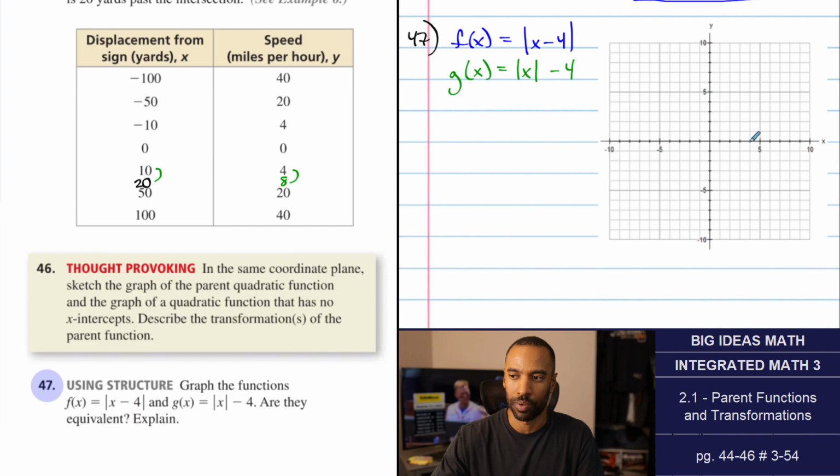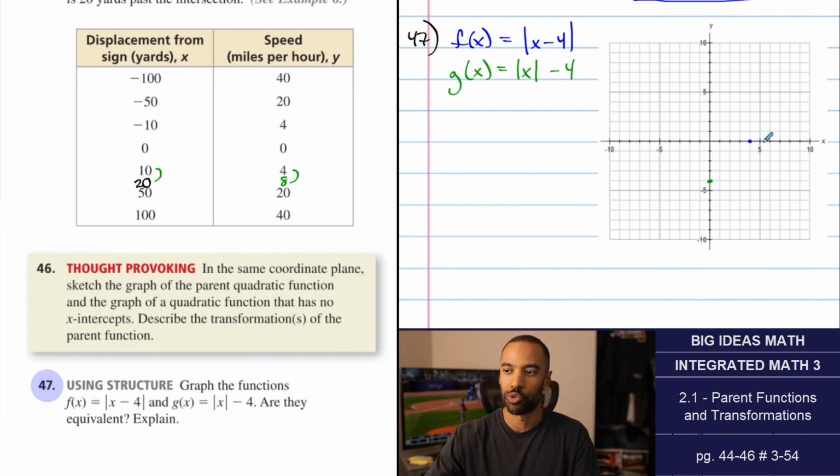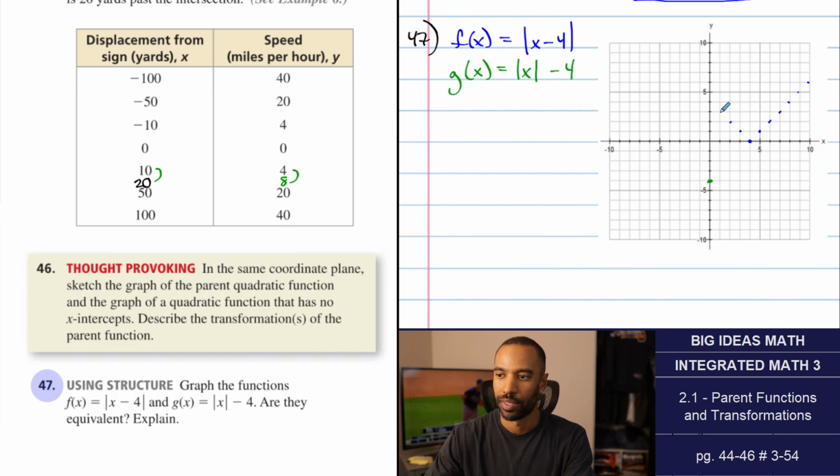You go 1, 2, 3, 4 to the right for the vertex. The green one is a translation 4 units down from here. Like I said, if this were a linear function, these would be the same. These would both cross through the same part. Because they're absolute values, they're different. These are the vertexes. This is where they bottom out. Everything else is the same as the parent function from here. Up 1 over 1, up 1 over 1, like that, on this V shape. The green one also has an up 1 over 1, but it starts from down here.